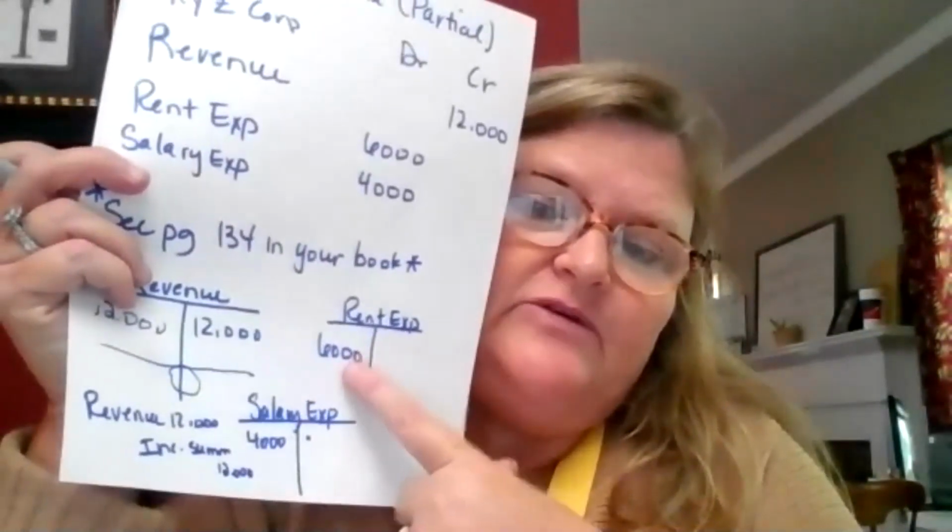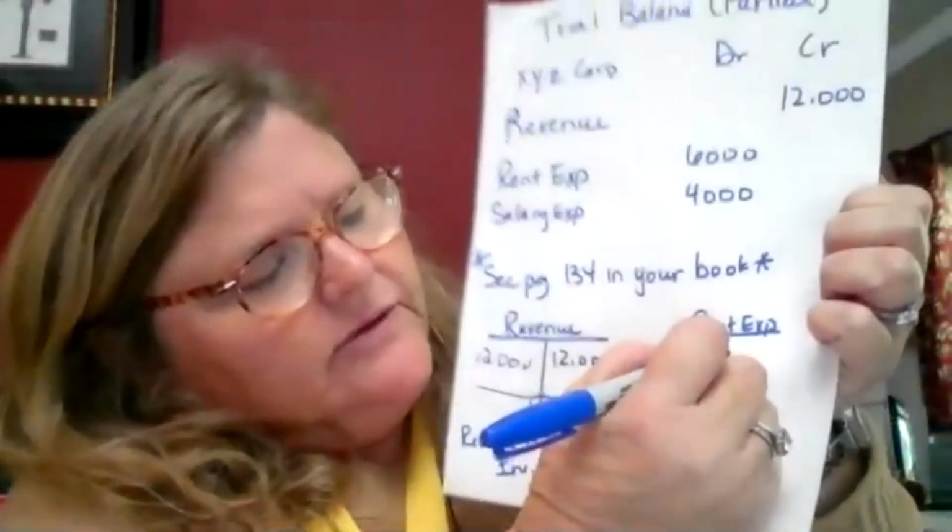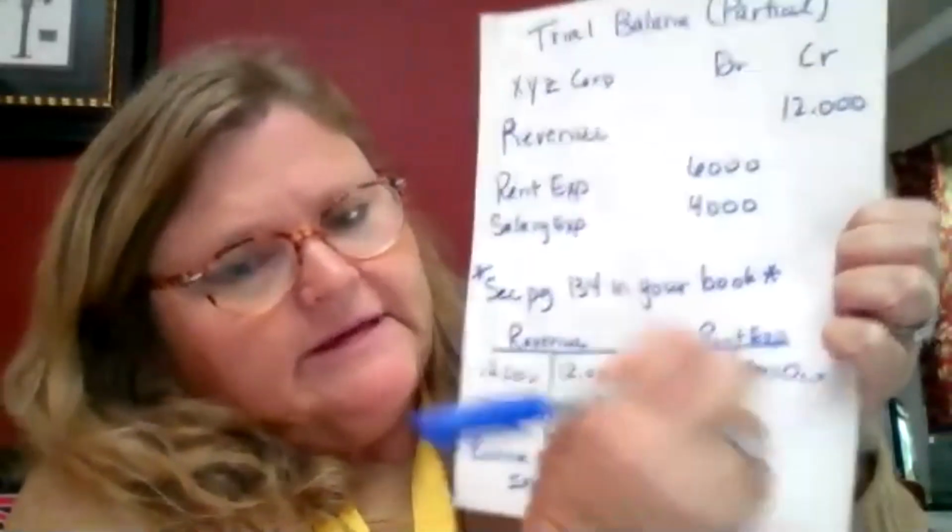So I've got rent expense of $6,000, salary expense of $4,000. I want those to be zero. What do I need to do? I credit rent expense $6,000. I credit salary expense $4,000, right? So these are zeros.